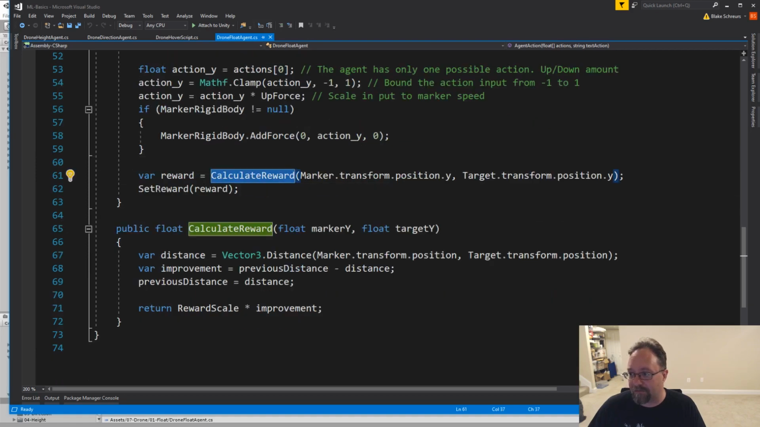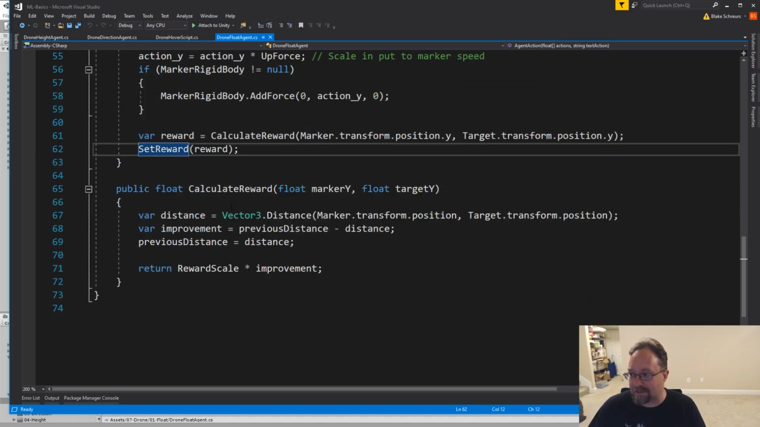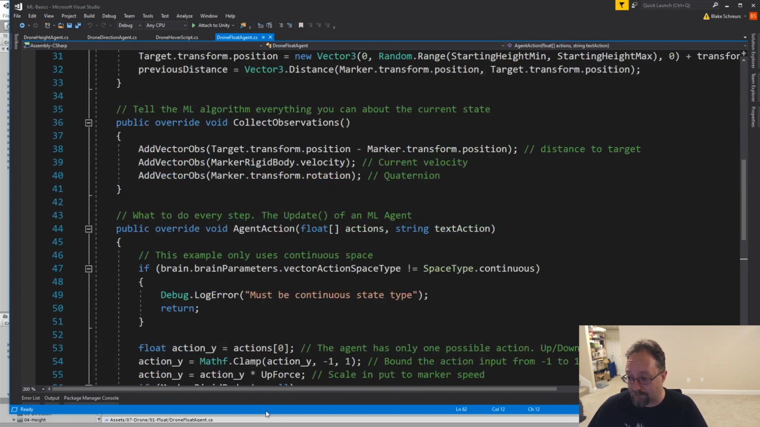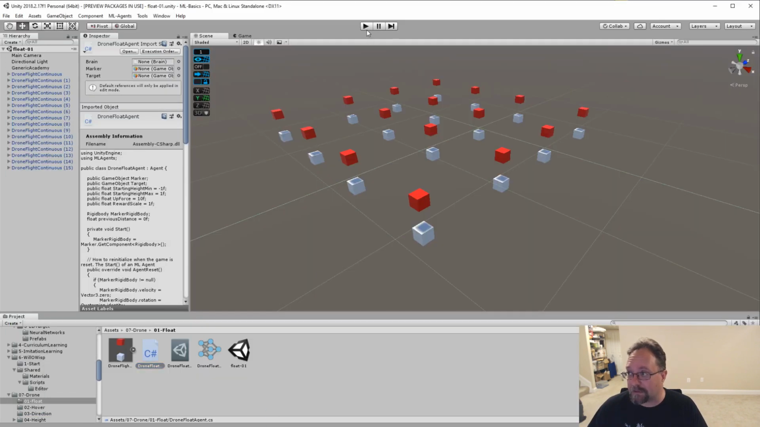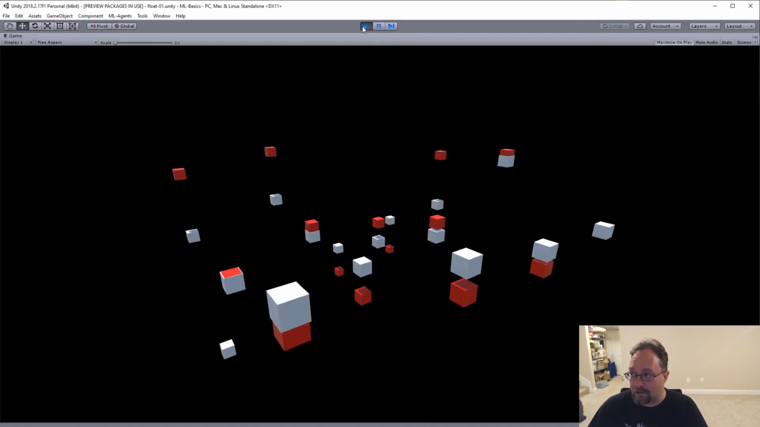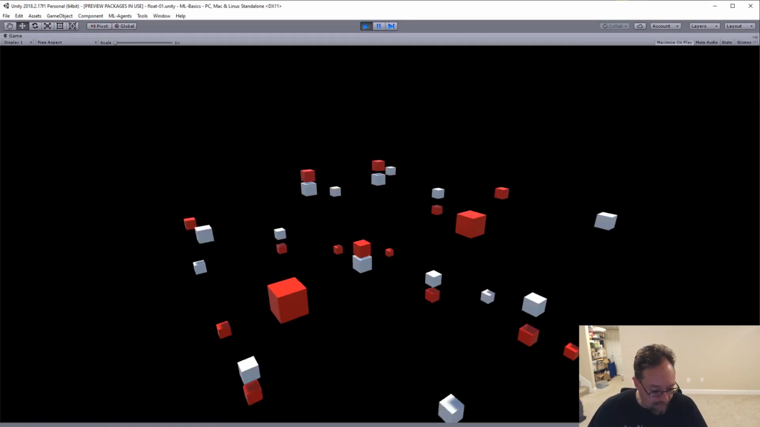We calculate the reward and we set the reward. And in this case, the reward is very simply the change in distance to the marker. So if you got a lot closer, then it's a lot more positive. If you got further away, then it's going to be negative. And that's pretty much all there is to that. And it trained beautifully. So again, there it is running.